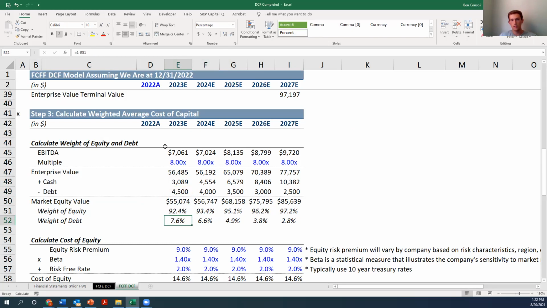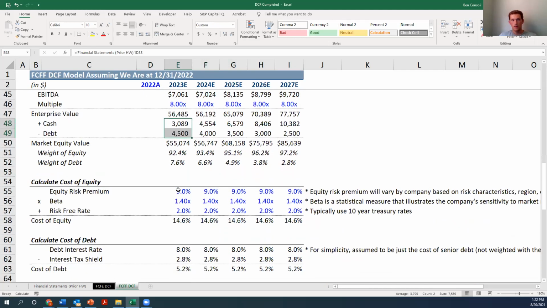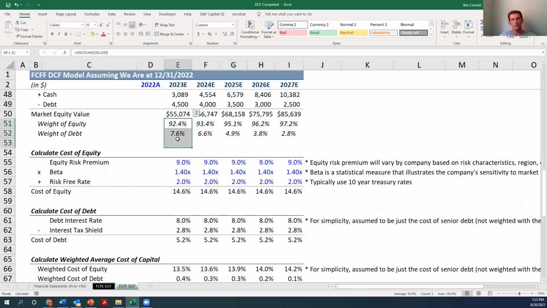That's for this current circumstance. Obviously, for your homework, it's all going to be different because everybody has different assumptions in blue, as well as different EBITDA, different cash, and different debt. So now we have the weight of debt and the weight of equity. Now we have to calculate the cost of equity and the cost of debt.